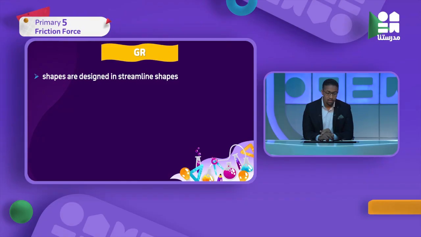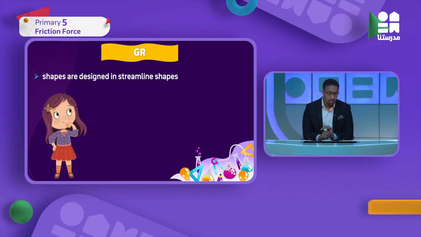And here is a question. Give reason. Ships are designed in streamline shapes. Why? To decrease surface area, so water resistance decreases. So this will be great for this lesson.